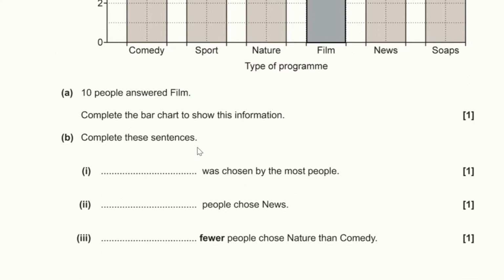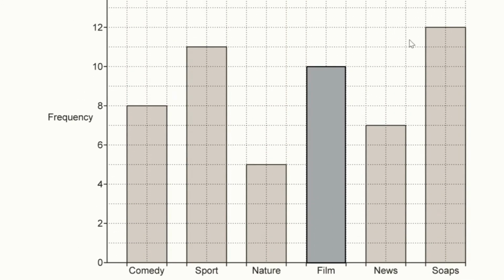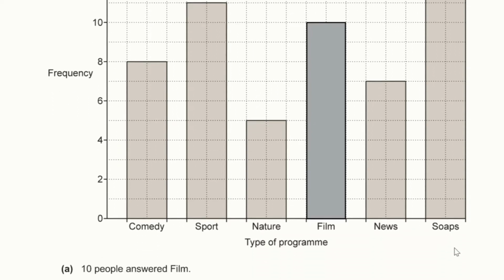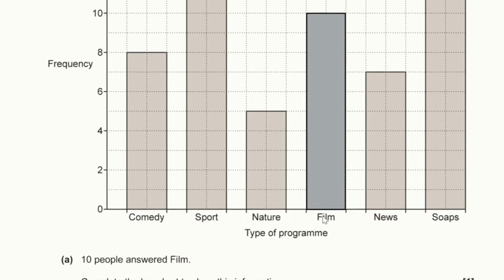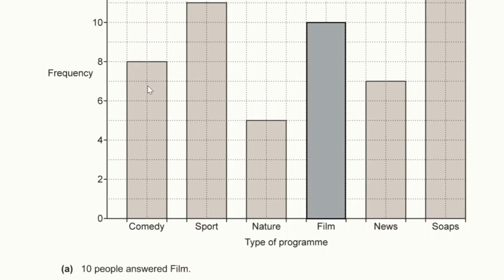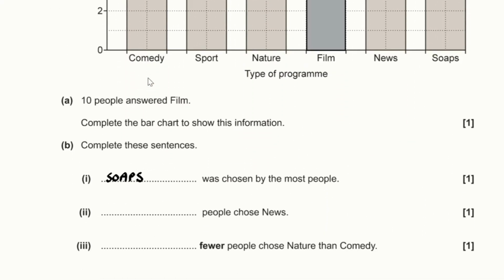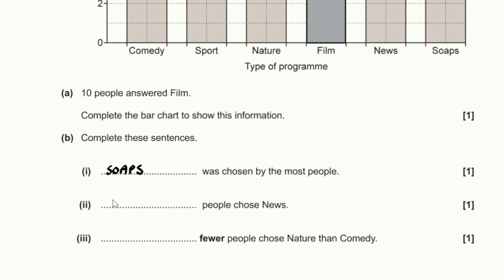Next, we have to complete these sentences. We have to find the missing word. Something was chosen by the most people. Well, most people, that corresponds to a frequency of 12. It corresponds to soaps. Next, how many people chose news? News, that corresponds to 7 people. So 7 people chose news.